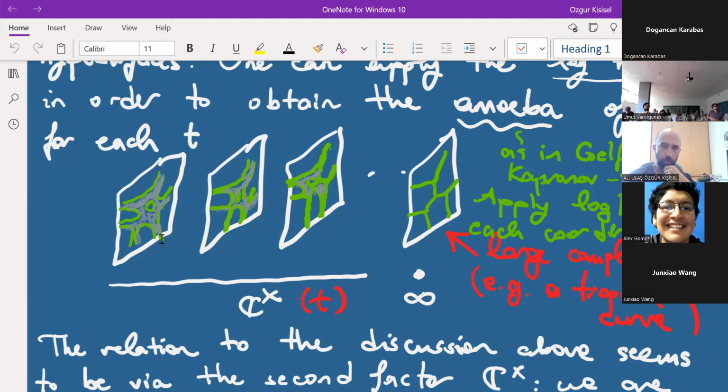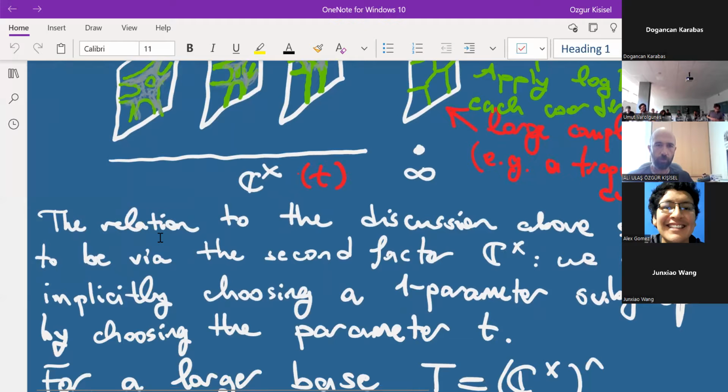A typical thing to do is to take the so-called large complex structure limit. What happens to this family when t tends to infinity? You do get tropical hypersurfaces in this manner. Now, the relation to the U trop above seems to be via the second factor, C star. Choosing this one-parameter family is implicitly choosing a one-parameter subgroup of C star. But you could do this for other bases.